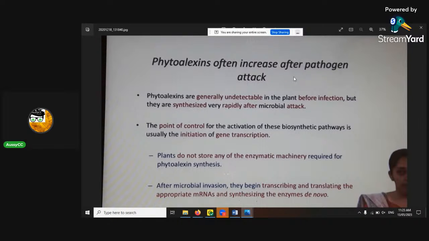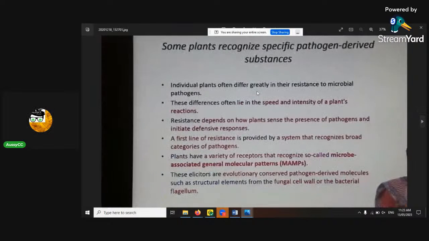Phytoalexins often increase after pathogen attack. Plants do not store any of the enzymatic machinery required for phytoalexin synthesis. After microbial invasion, they begin transcribing and translating the appropriate messenger RNA and synthesizing the enzymes. Some plants recognize specific pathogen-associated molecules. Here we go, this is cool. The microbe-associated molecular patterns, called MAMPs.